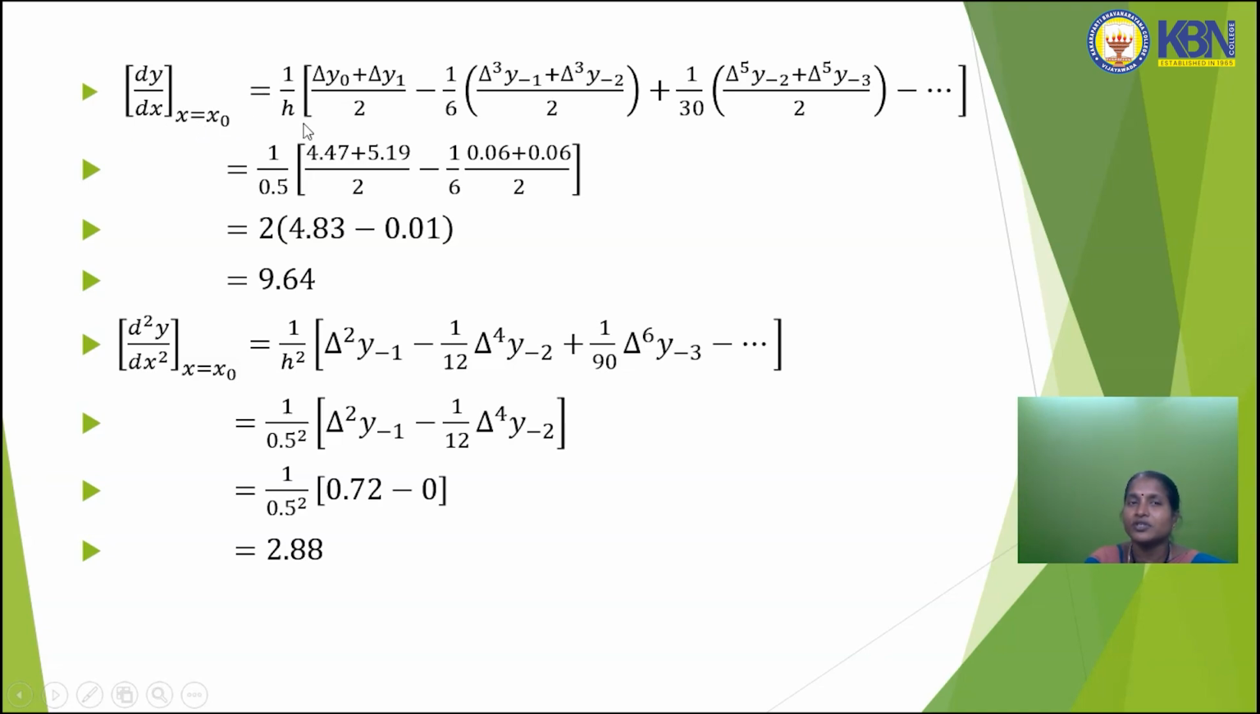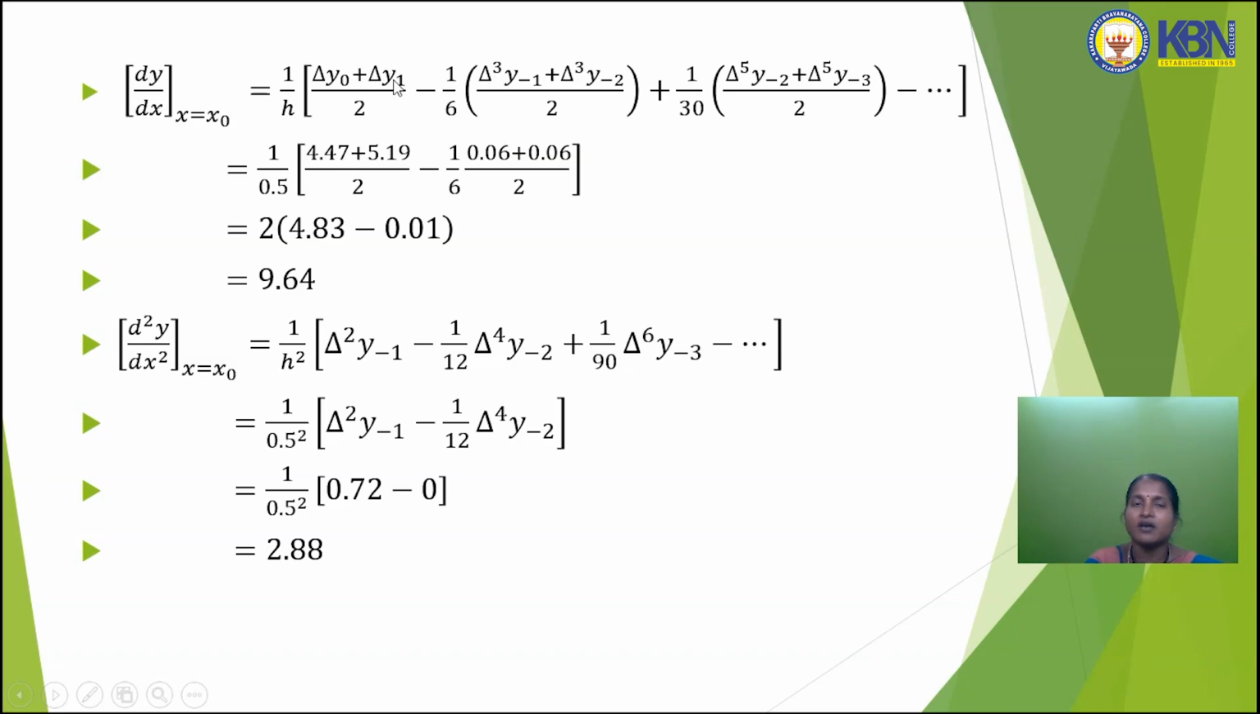The formula is 1 by h times delta y naught plus delta y1 by 2, minus 1 by 6 times delta cube y minus 1 plus delta cube y minus 2 by 2, plus 1 by 30 times delta power 5 y minus 2 plus delta power 5 y minus 3 by 2, minus and so on. All are odd terms, 1, 3, 5, with alternating signs plus, minus, plus and so on.